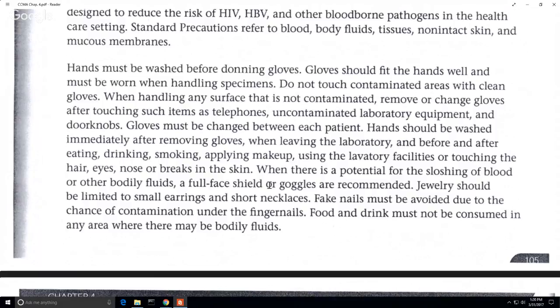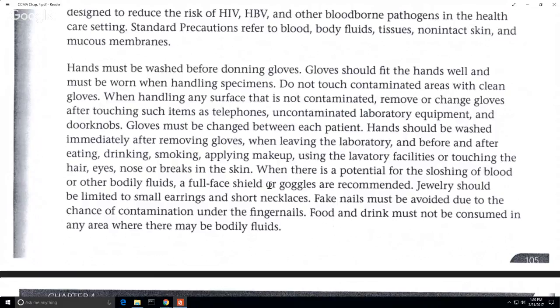Hands should be washed immediately after removing gloves, when leaving the laboratory, and before and after eating, drinking, smoking, applying makeup, using the lavatory facilities, or touching the hair, eyes, nose, or break in the skin. So these are a lot of questions over here.